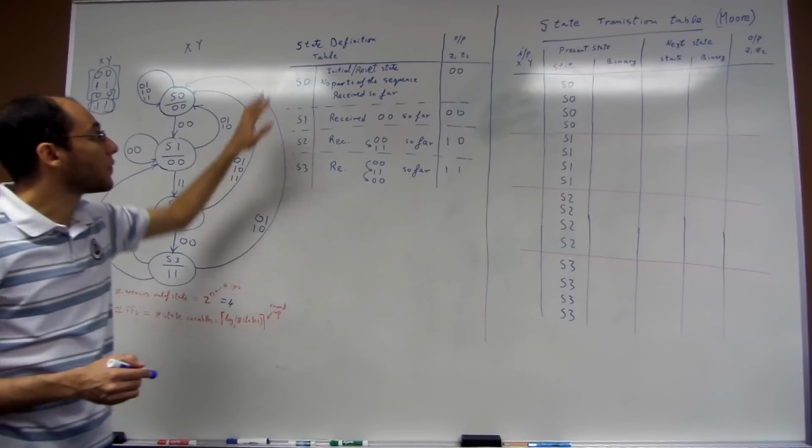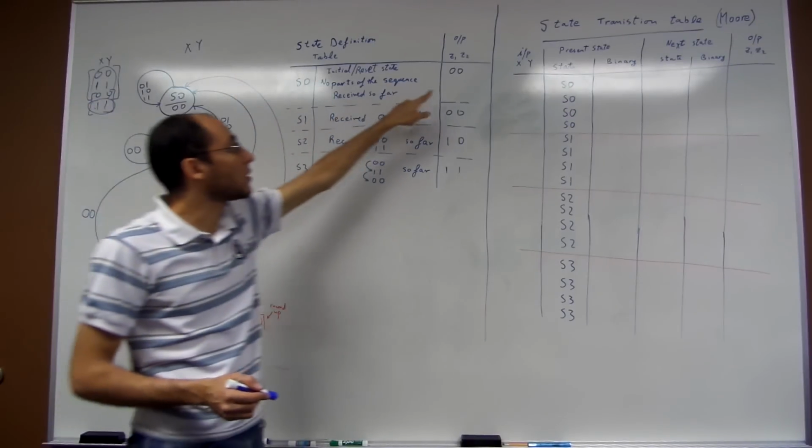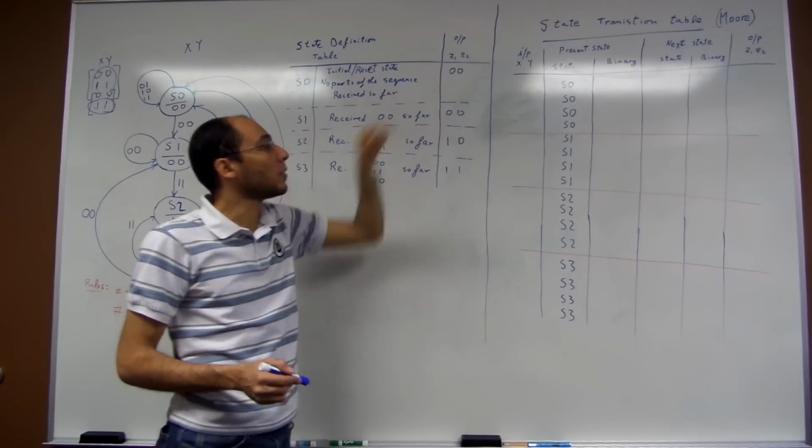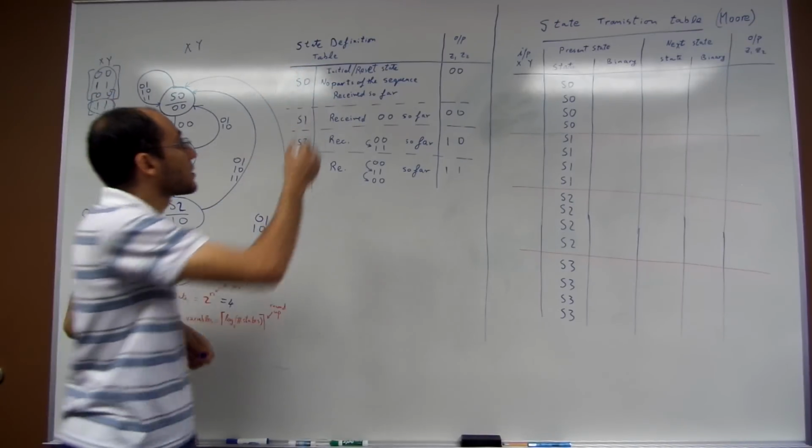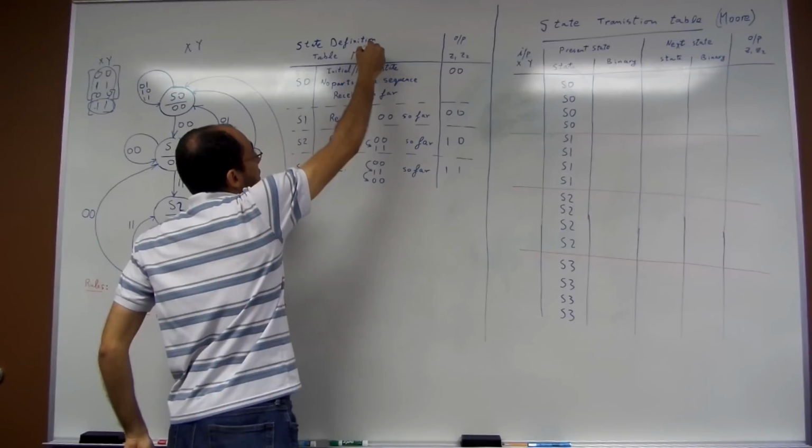So we've finished the state definition table. Do not forget to write down the output associated with each state in the state definition table of the Moore machine. That is only for the Moore machine.